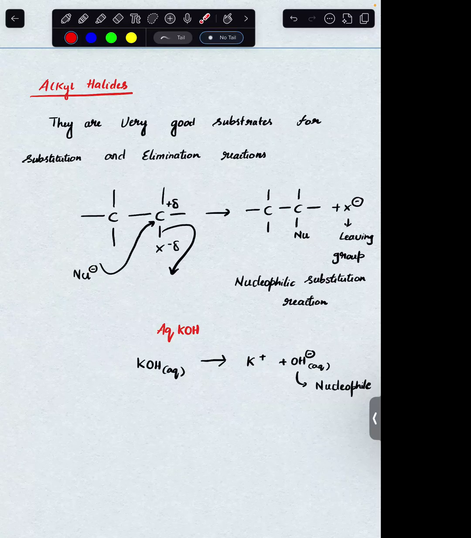Again, we need to understand when both the mechanisms are going to be favored. When can the carbon halogen bond break immediately, forming a carbocation, after which the nucleophile can come and attack? The other variation is when the carbon halogen bond will not break until the nucleophile approaches the carbon. These are the two variations. In both the cases, the end product is the same, which is substitution of the halogen by the nucleophilic group.